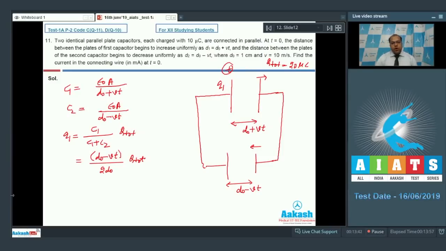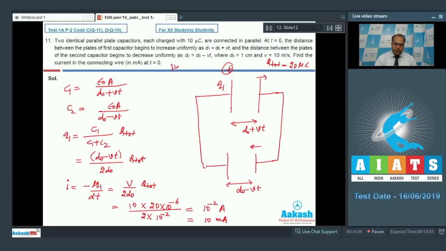Since the capacitance of capacitor 1 is decreasing, the charge on capacitor 1 also decreases. So the current through the connecting wires I can be written as minus dq1 by dt. It comes out to be V divided by 2d0 into Q total. If I substitute the data, the value of V is 10, the value of Q total is 20 microcoulomb, so 20 into 10 to the power minus 6 divided by 2 into d0. The value of d0 is 10 to the power minus 2. On further solving, it comes out to be 10 raised to the power minus 2 ampere, or 10 milliampere. So the correct answer for question number 11 is 10.